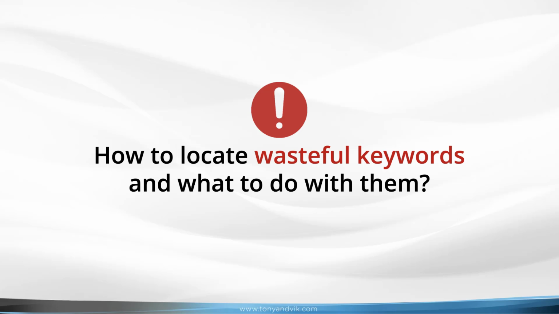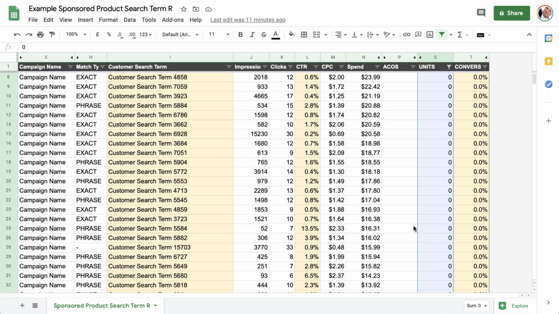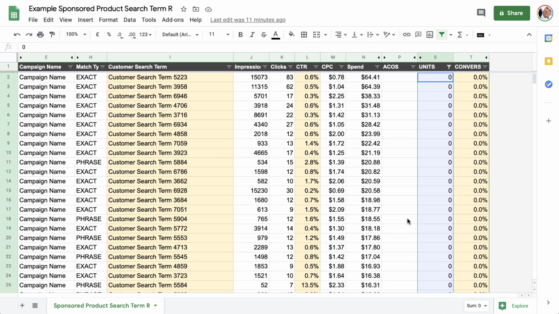Let's talk about wasteful keywords and how to deal with them by reading the search term report. Wasteful keywords are the keywords which don't produce any money, and you've already dumped a lot of money on them, but they don't make any sales, you're not getting anything from them, and it's kind of pointless to have them. The first question for you is really simple: what's your profit margin per product?